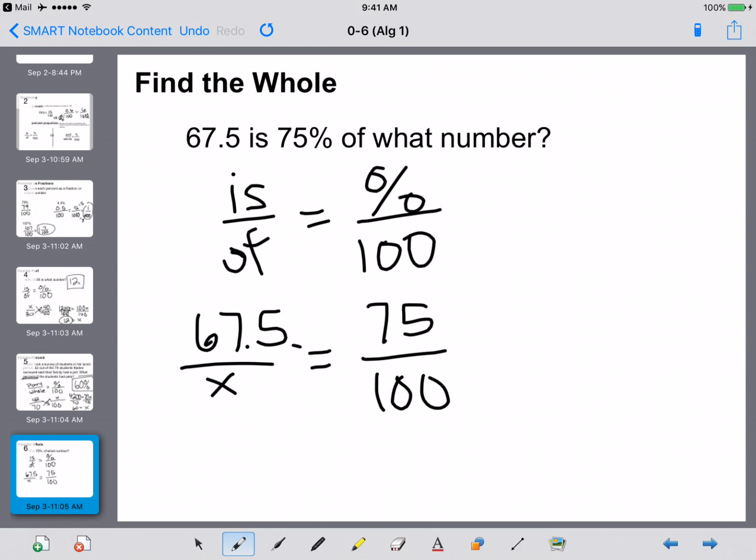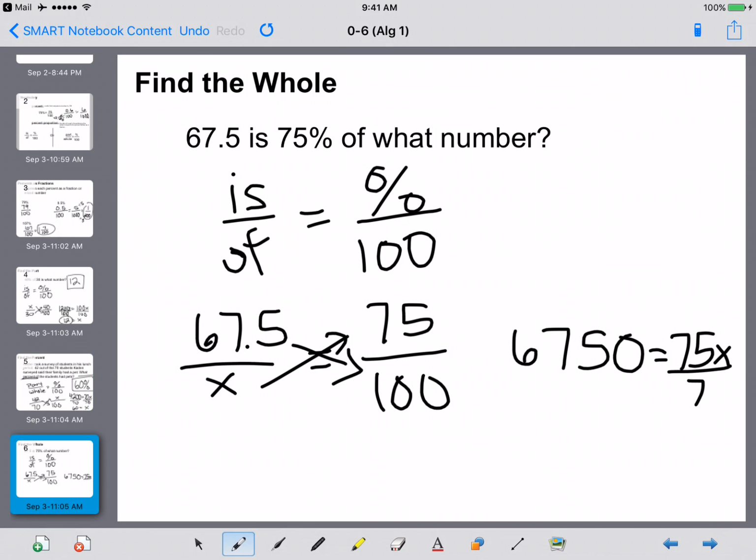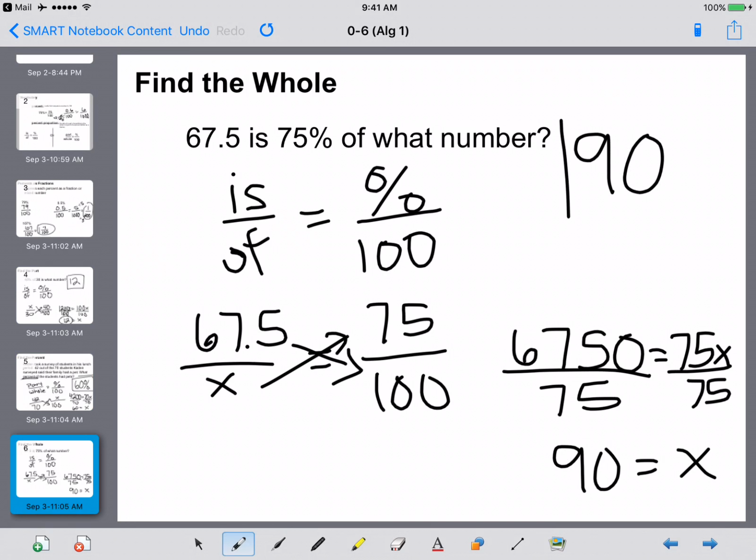Cross multiply and divide. So 67.5 times 100 is 6,750. X times 75 is 75x. To get x by itself, we divide by 75, the coefficient. And 6,750 divided by 75 gets us 90. So 67.5 is 75% of what number? 90.